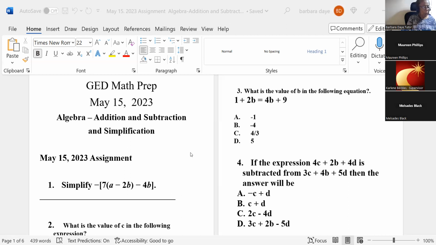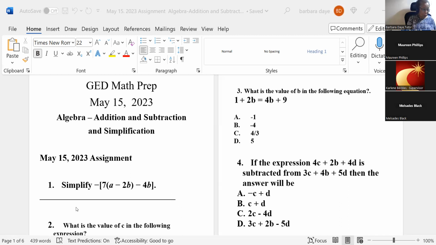Okay, let's look at problem number one. Simplify. Now notice you have parentheses and brackets. Which one do you do first, Maureen? Maureen, are you there? Now I can hear you. I said the first problem is a simplify, and we have parentheses and we have brackets. Which one do we do first? The parentheses. That's right. We do the parentheses, and then we do what's in the brackets.